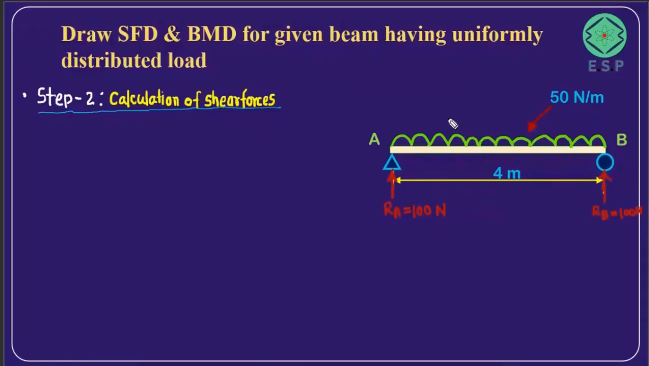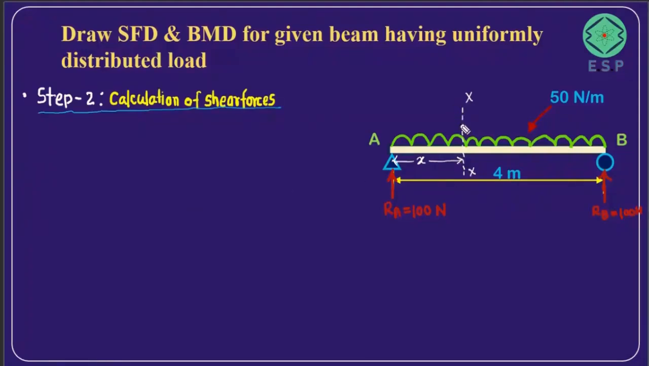what we do is we take a section at a certain point. So we will be considering a section somewhere like this. We are considering a section XX, which is at a distance, let's say from point A, this distance is going to be X. So we have considered a section XX at distance X from point A. We will find out the shear force at this particular section.